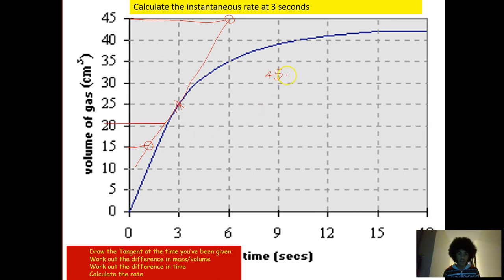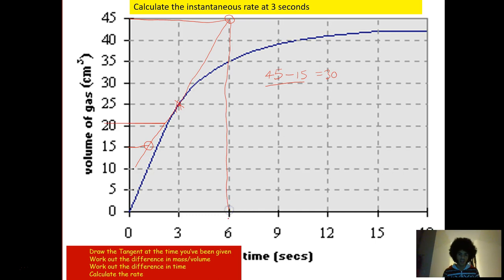So the difference between the 2 is 45 take away 15, which in this case is 30. All right. Now that I've done that, I need to move on to my third step. My third step is to work out the difference in time. Again, I'm going to choose the identical points which I've chosen before. And again, I'm going to annotate my graph, I'm going a bit wonky, with these 2 different points.